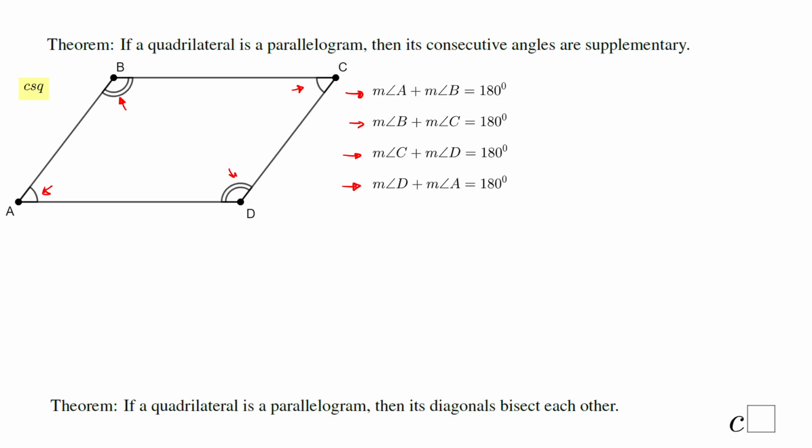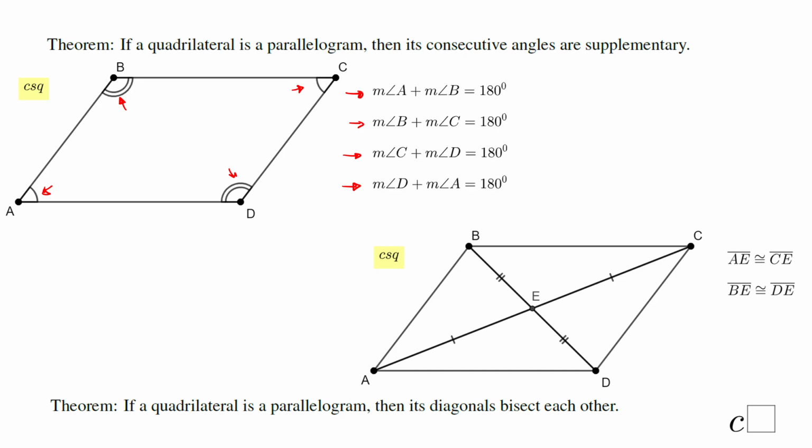And another property we have for a parallelogram, the last one, is that the diagonals bisect each other. And you can see that in this picture. You notice here AE congruent with EC and BE congruent with ED. That means these diagonals bisect each other. A very important property for a parallelogram.